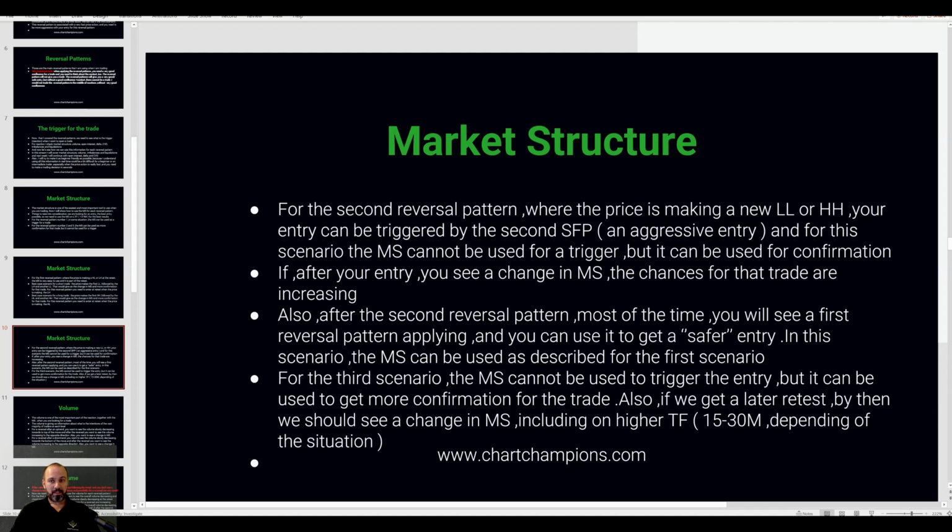For the second reversal pattern, when the price is making a new lower low or higher high, depending on the situation, your entry can be triggered by the second swing failure pattern, an aggressive entry. And for this scenario, the market structure cannot be used for a trigger, but it can be used for confirmation. If after your entry, you can see a change in market structure, the chances for that trade to be a successful trade are increasing.